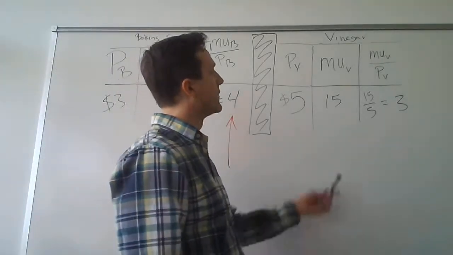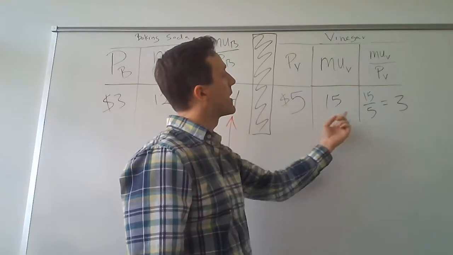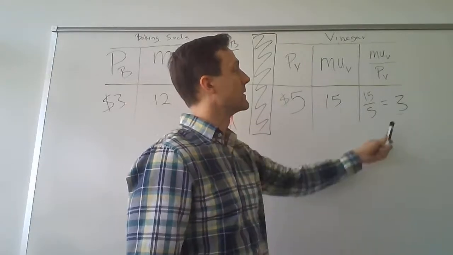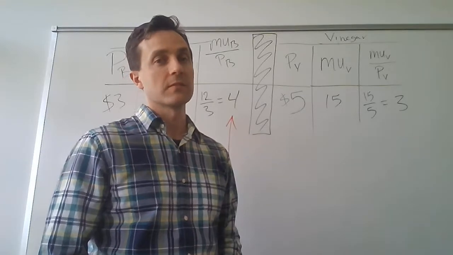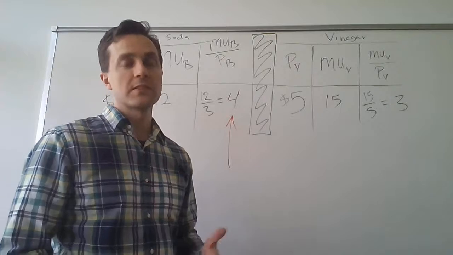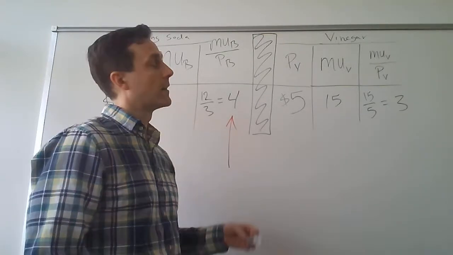And in contrast with vinegar, you take the marginal utility of the vinegar, 15, and divide it by the price of 5. That means we have 15 over 5, which is 3 utils per dollar if she buys a unit of vinegar, right? So clearly, she gets a better deal in terms of utils per dollar when she spends her money on baking soda, right?